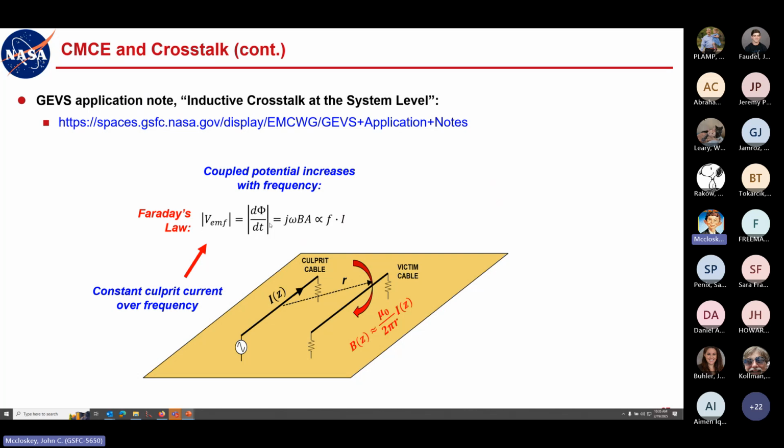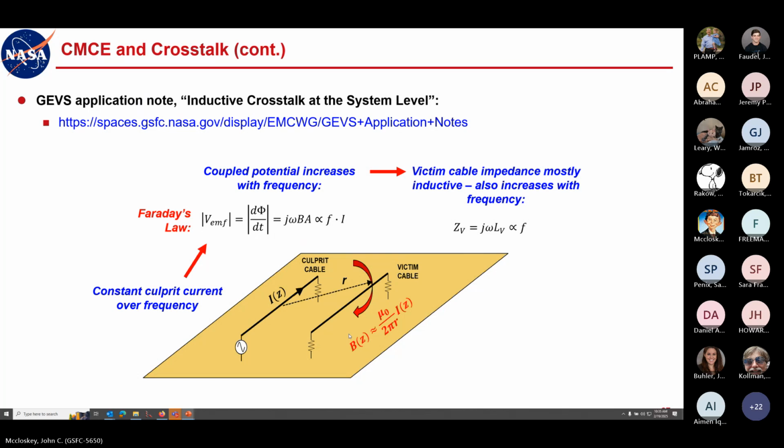is the time derivative of the flux, which basically in the frequency domain means it's proportional to frequency. So as you increase in frequency, you're going to get more coupled potential. But then the victim cable impedance is mostly inductive, so the impedance of your victim loop is also increasing with frequency, just j omega L. So if your potential is proportional to frequency, and your impedance is also proportional to frequency, that's going to give you a constant victim current over frequency.